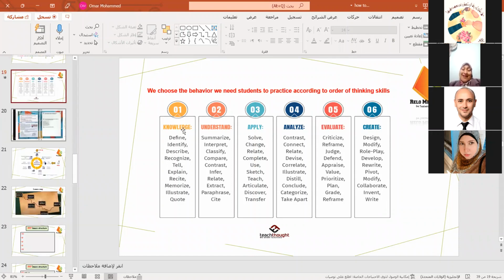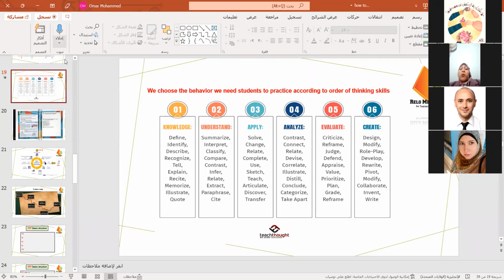Then we have the apply standard or level, where students will be able to solve a problem, change something, or find the relation between two things. And then we have the fourth one, which is analyzing. The student will be able to contrast, connect, relate. And the fifth standard would be the evaluation stage. Students will be able to criticize, reframe, judge, value. And the last one would be the creation part.